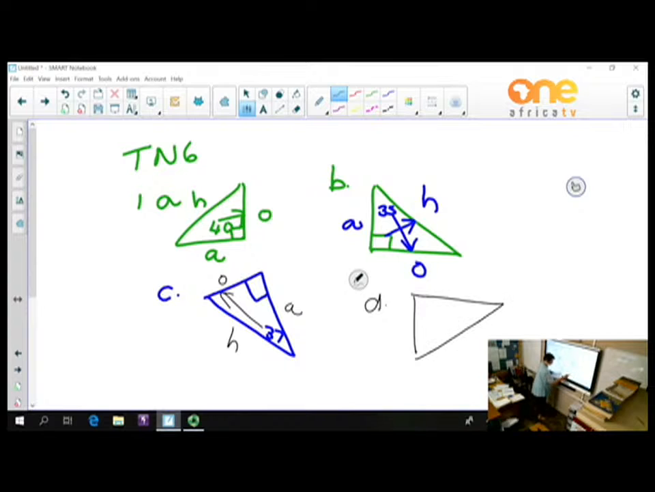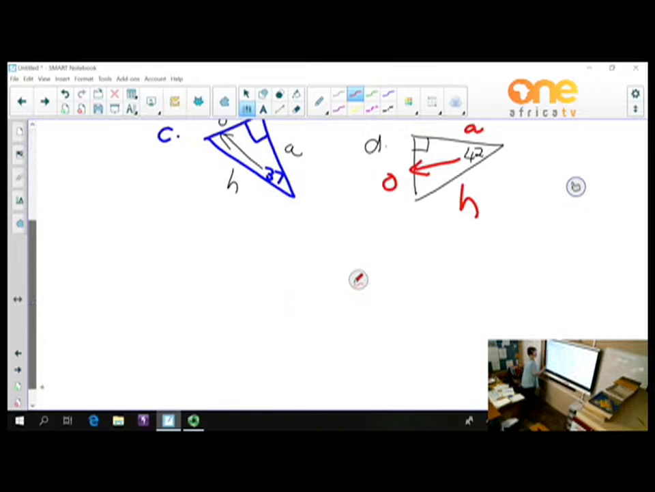And then number D. So we have that little triangle there. That angle is 42. This one is 90 degrees. So this will be the hypotenuse. This one is the opposite one, and that one is adjacent. Identifying them. Now, from that, we have now our three trigonometric ratios.